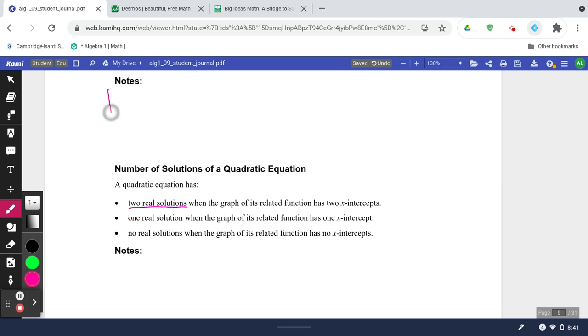You could get 2 real solutions. So that would look something like this. You've got your little parabola, and it crosses in 2 different places. So you'd get something like, I don't know, x equals 3 and x equals 6 on this one if I was guesstimating. Right? We can get just one solution.